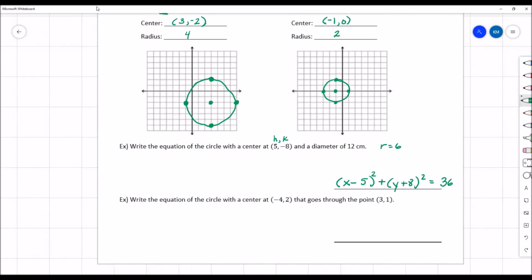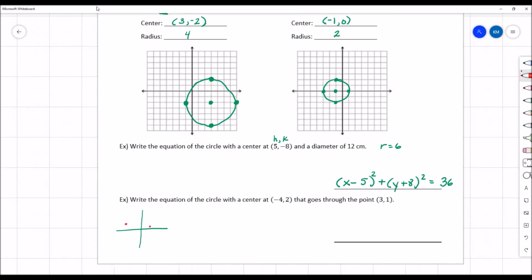And then finally it says, write the equation of the circle with center at (negative 4, 2) that goes through the point (3, 1). It's a nice, difficult problem. Well, almost. Conceptually, though, it should make sense. We'll get to why we can find this. Here we go. If our center is at (negative 4, 2), I'm going to use different colors so I can see it, somewhere right here, the center. And then they give us that it goes to the point (3, 1), over 3, up 1.